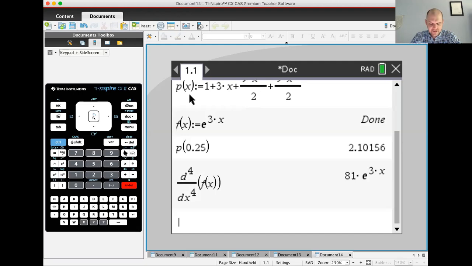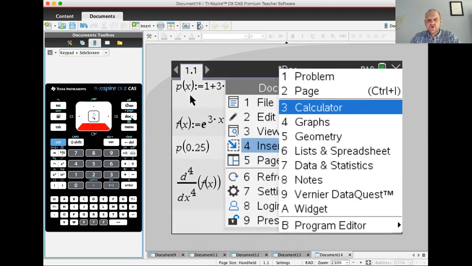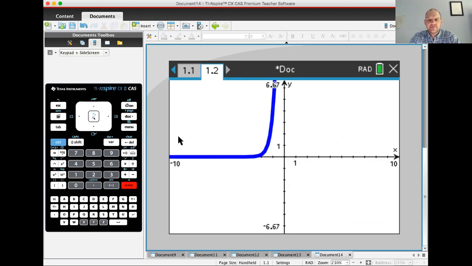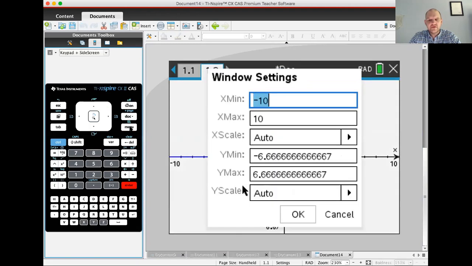Now I need the maximum of this on the interval from 0 to 0.25. So I'm going to do it on the graph page. Should I change the window? What am I graphing here? 81 e to the 3x. I only need it from 0 to 0.25. It's going to be harder than you might think to find the y value.